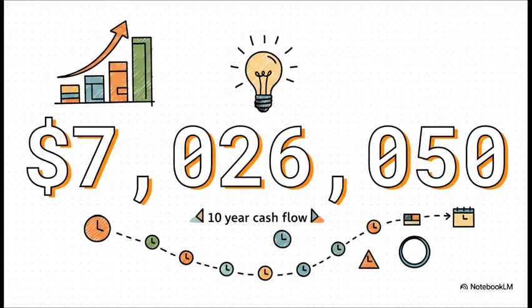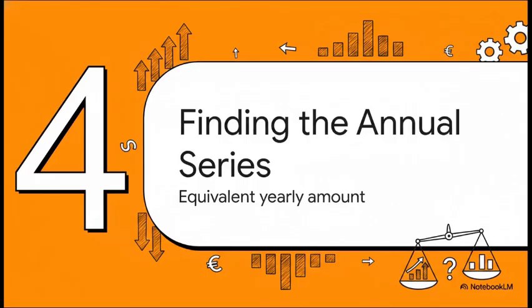The total present worth for this whole 10-year cash flow is just over $7 million. See, once you break it down, it's not so bad at all. Awesome. So we've got the present worth. But what if we wanted to know something different? What if we wanted to find the equivalent uniform annual series?